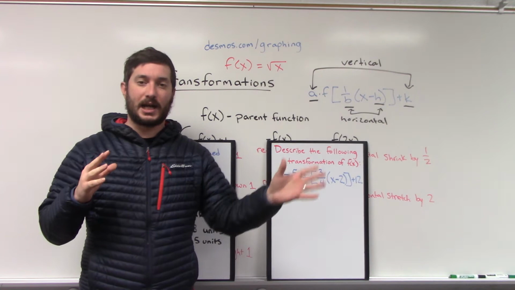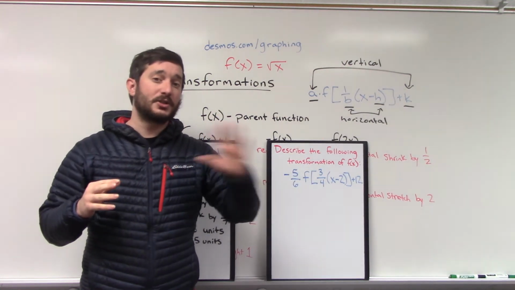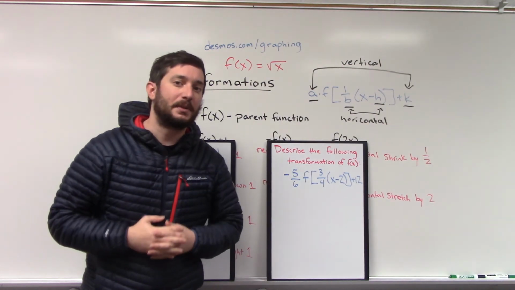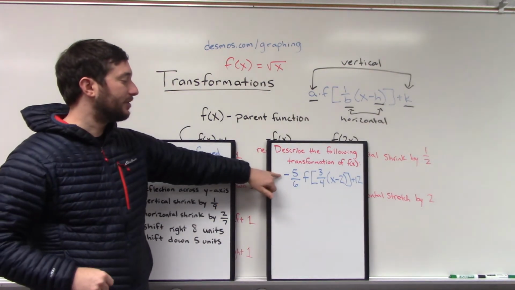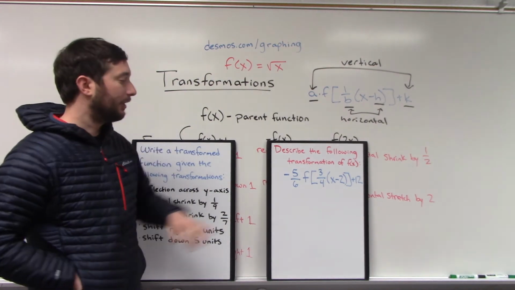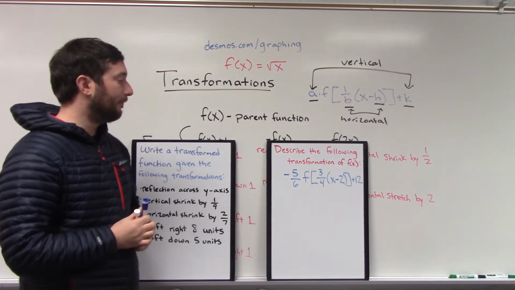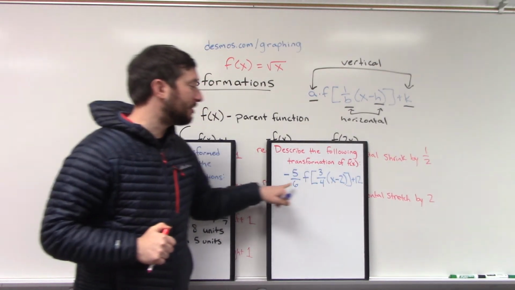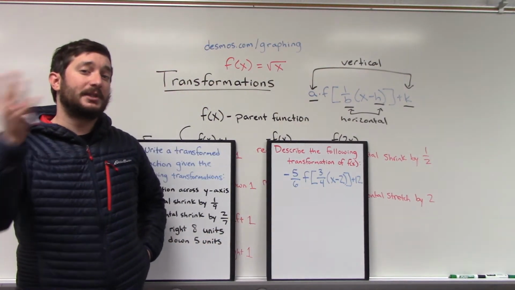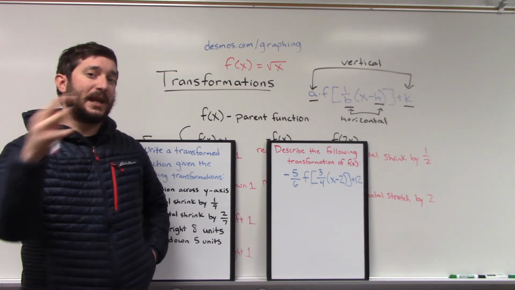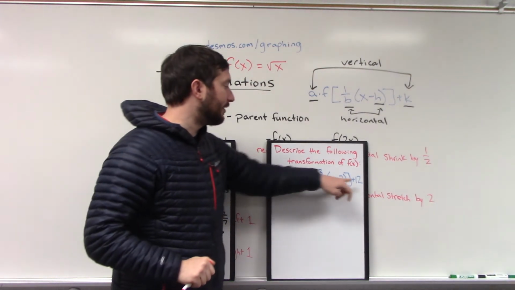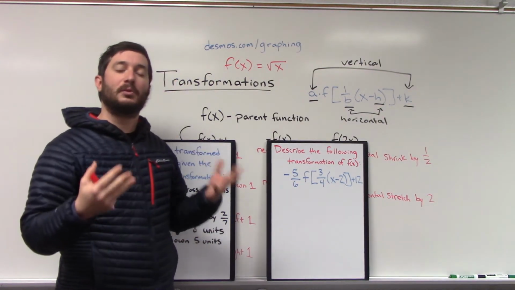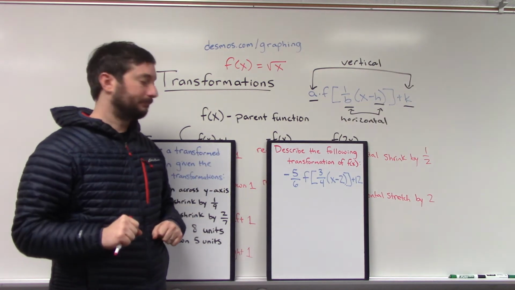A graph can move up and down, right? But it can also move left and right at the same time. You can have multiple transformations happening in the same transformed function. So, for example, notice here we have a lot of transformations happening. We still have f and we still have x, so it's related to our parent, but there are a lot of other numbers and then a negative here as well. So how would we describe in words what has happened here?